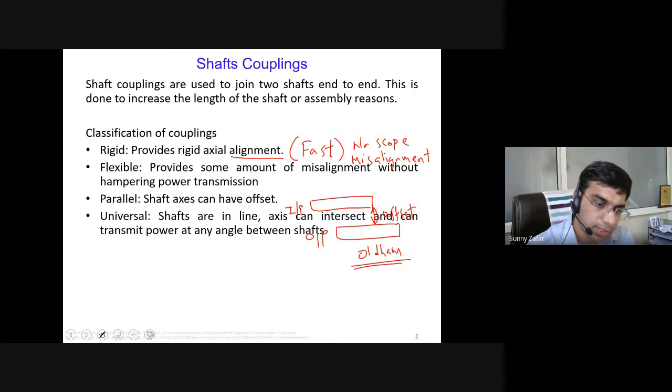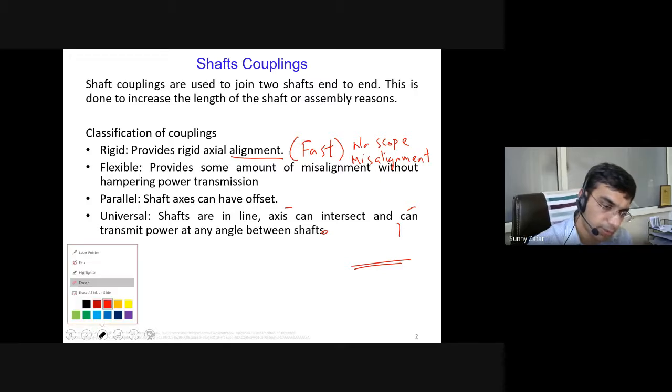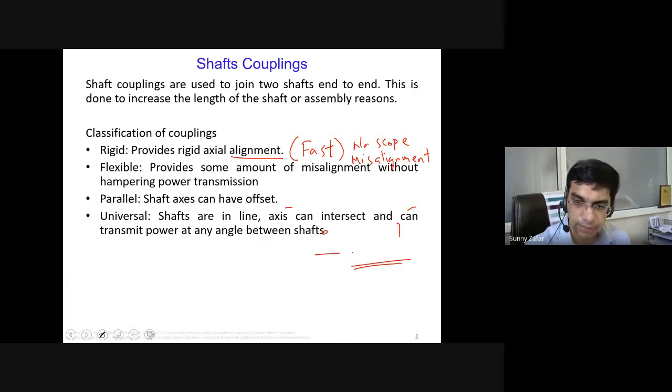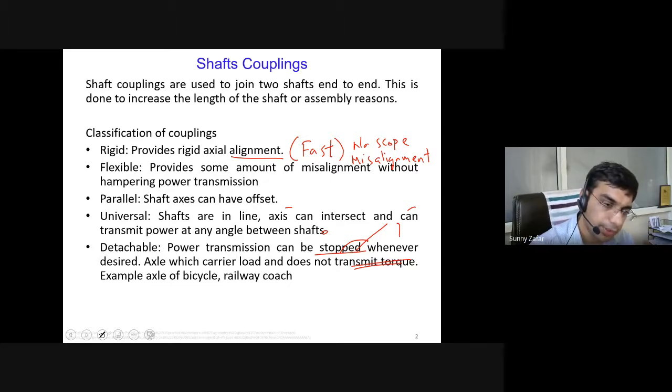Then we have universal couplings. Universal couplings can accommodate shafts whose axes intersect at any angle. Generally this angle is small, but essentially any angle means the shafts can be at a slight angle. Next we have detachable couplings, where the power transmission can be stopped. Detachable couplings are also popular with clutches.